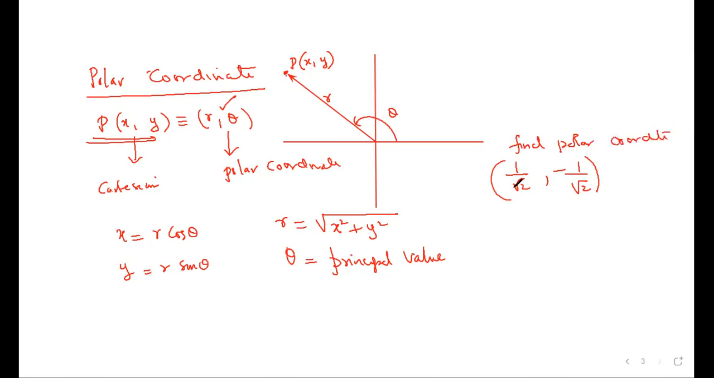First thing is you will calculate r: root of (1 by root 2) square plus (minus 1 by root 2) square, which will give you 1 by 2 plus 1 by 2, which will give you 1. Then you will calculate theta. Now calculation of theta depends on which quadrant the point lies in. X positive and y negative. Which quadrant? Fourth quadrant.